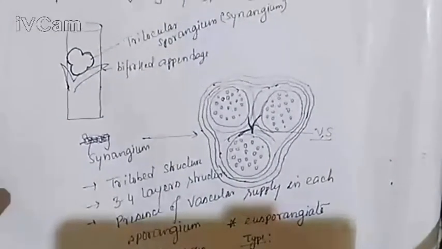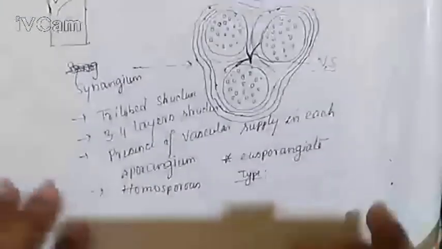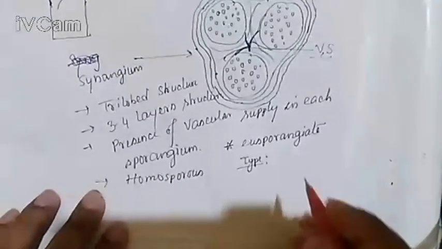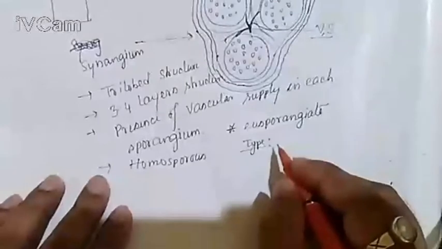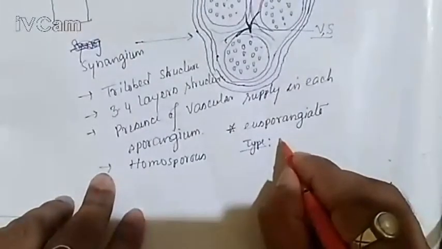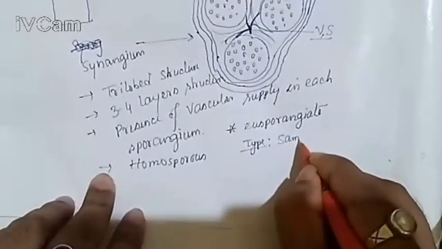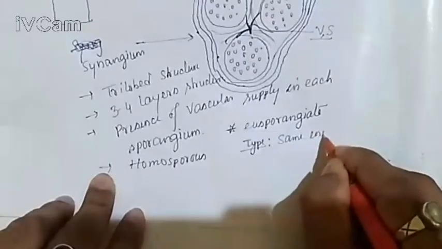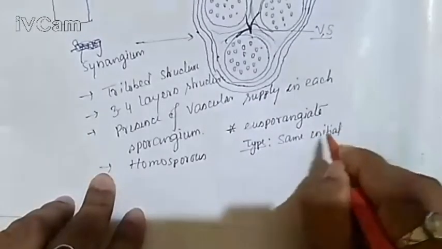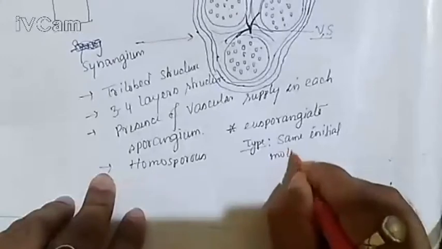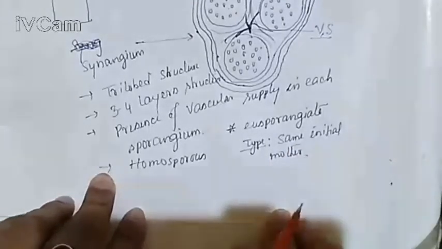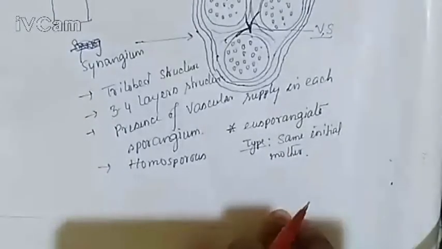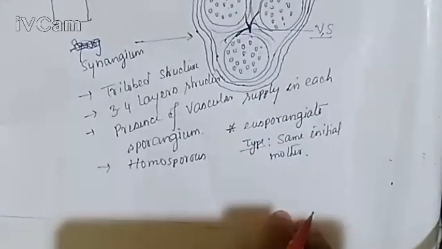Actually, the spores are developed from the same mother, so it is eusporangiate type of development. Here the key point is that the initial mother is the same, so the development is eusporangiate type. Now I repeat this portion again.